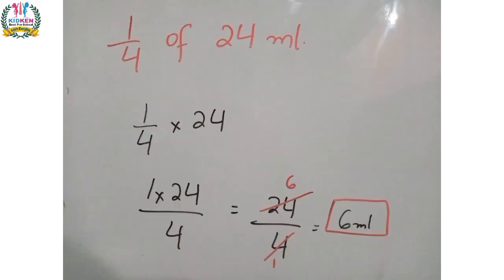Next part of this question is 1/4 of 24 ml. Again we multiply 1 into 24, then divide it by 4 to find 1/4 of 24 ml. So 1 into 24 is 24, then divided by 4. 4 ones are 4 and 4 sixes are 24. So the answer of 1/4 of 24 ml is 6 ml.